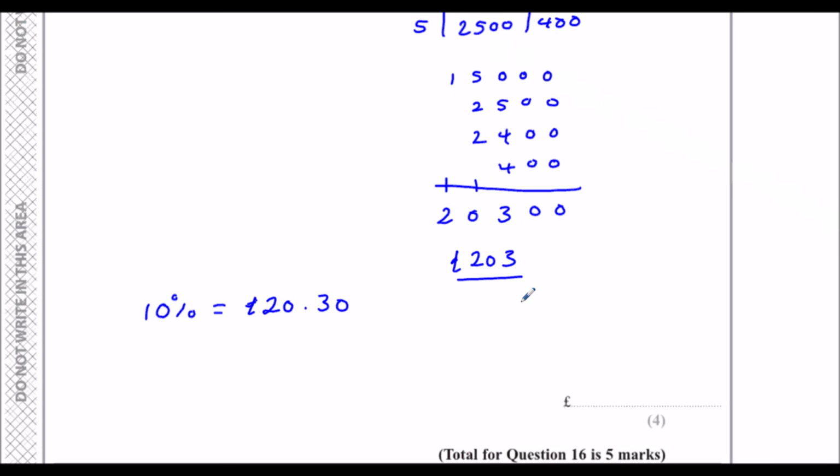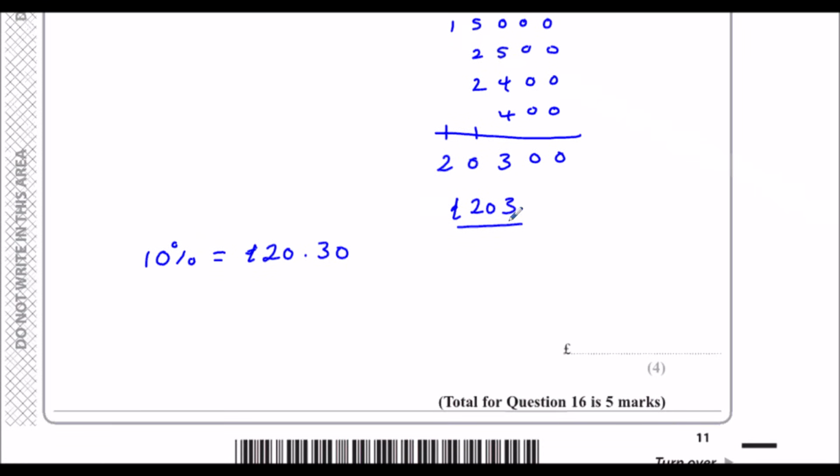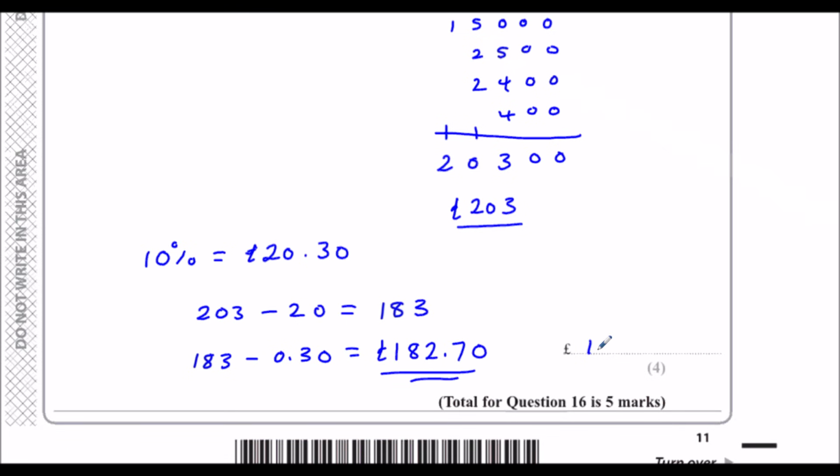So we need to take off 10%. So if I take off £20 first, 203 take away 20, that is 183. So I've taken off 20, and then take off 30 pence. So then I'm going to take off the 30 pence. So £183 take away 30 pence. That is £182.70.